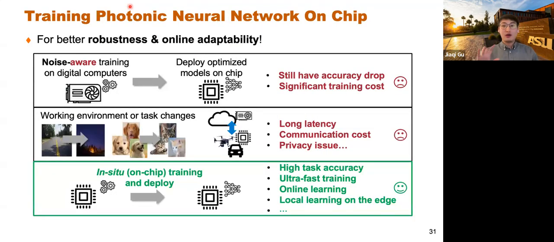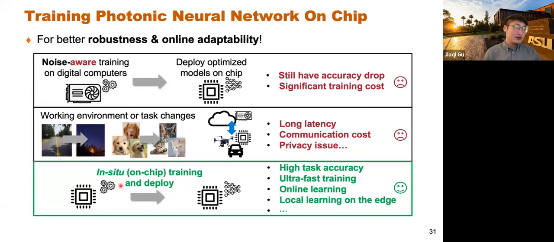So training photonic neural networks on chip is a trend. Instead of just training the model on GPU with some noise modeling and deploying that onto photonic circuits in the traditional flow, you can easily see a huge accuracy drop, even with noise modeling, because the noise model is completely different from your actual chip, right? Also imagine you have an edge device, a drone or a robot carrying this photonic accelerator, moving from one place to another. The environment will change, especially the temperature, right? The photonic circuit is very sensitive to environment change. Then you have to query the cloud for GPU retraining and fine tuning. You have a high latency communication cost, and also you have data privacy issues.